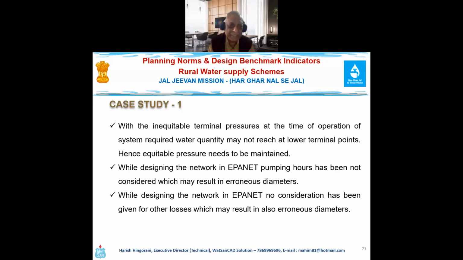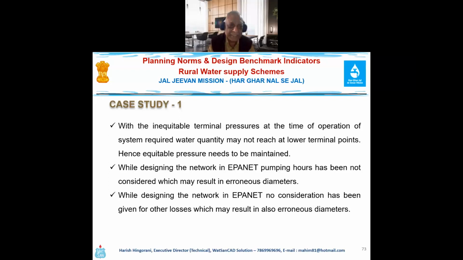With unequal terminal pressure, at the time of operation of the system, the required water quantity may not reach the lower terminal points, hence equitable pressure needs to be maintained. While designing the network in the PHED, pumping hours have not been considered, which may result in erroneous diameters in the present case study. Also, no consideration was given to other losses, which may result in erroneous diameters.